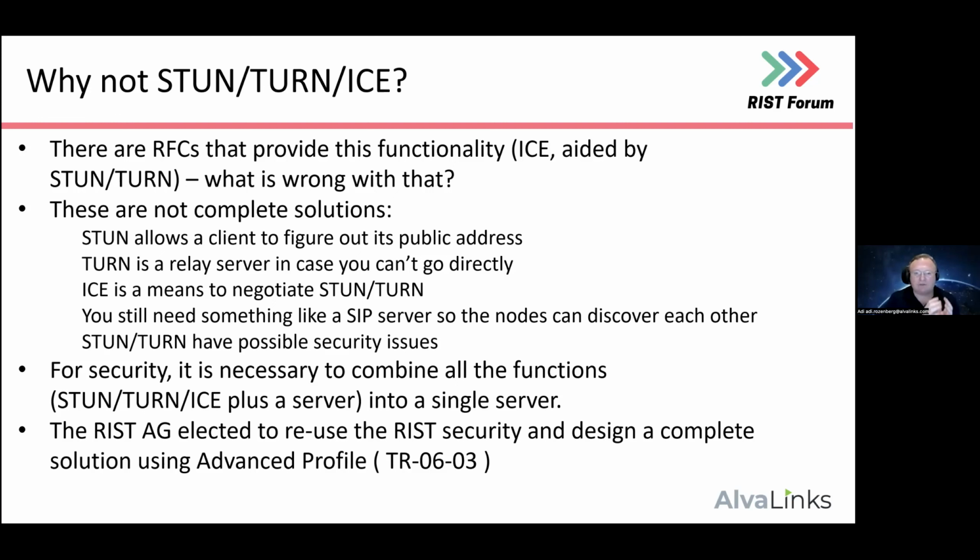STUN allows clients to figure out their public IP. So I, as a peer, will know my public IP. Great, what can I do with that? TURN will relay traffic in cases where a peer cannot connect to a peer directly, which is great. ICE is a means to negotiate STUN and TURN. So once again, it doesn't solve the problem. You still need another package to do everything, to discover the peers, have address books, and so on. So there are problems.